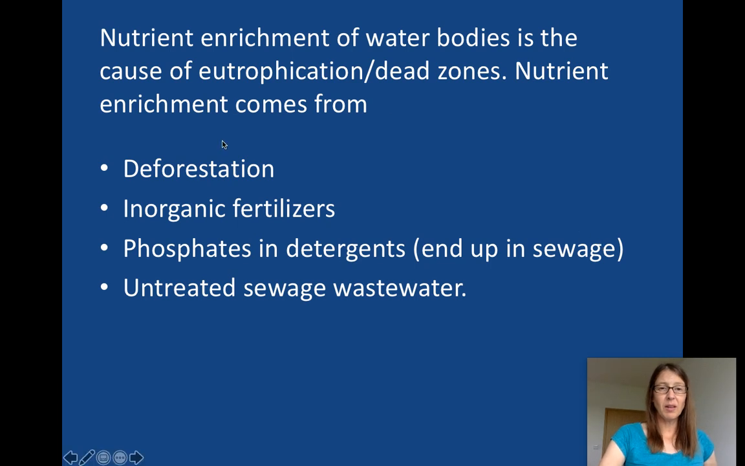And especially if the inorganic fertilizers, those phosphates and nitrates that get put on, if they get spread on during the rainy season, they put it on and then it rains, it goes straight off into the rivers. So that can be a pretty big deal.